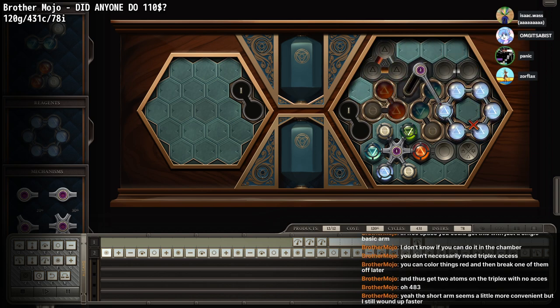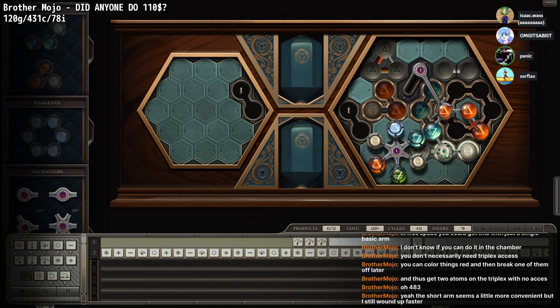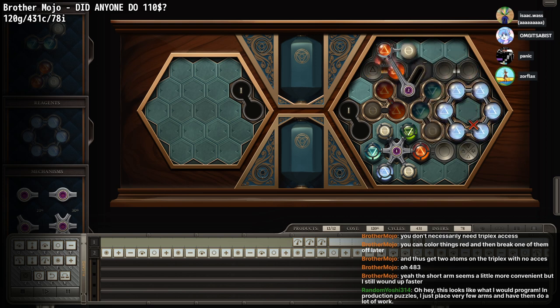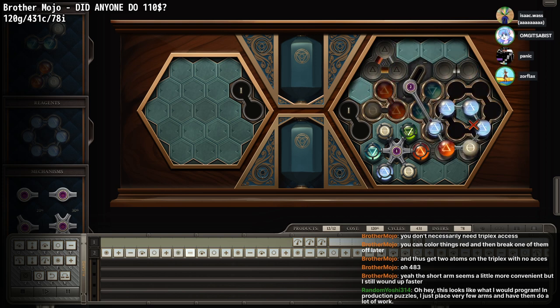Because the thing is, if you're not using a bonder, you have to be careful about how you debond things. So I don't know. That is true. You kind of have to like not debond them sequentially. You can't just debond everything into single atoms. Yeah, you can't just do that.